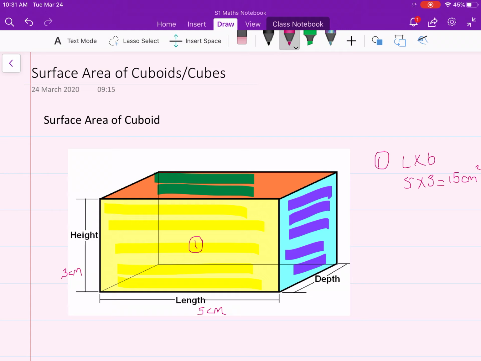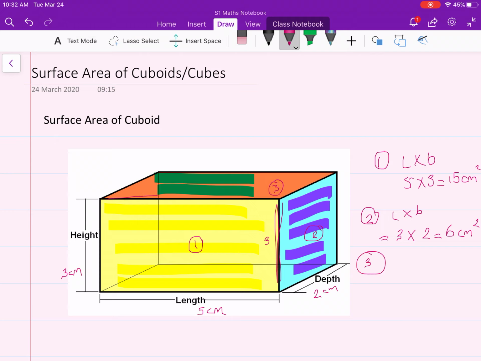Okay, let's have a look at the one on the side. So let's label it number 2. I know the length of it, this bit here, is 3 centimeters still. Let's say the width of it is 2 centimeters. Okay, so the length times width, so the area of that side is going to be 3 times 2, which is 6 centimeters squared. Okay, and finally the third one, let's say that's number 3 on the top there.